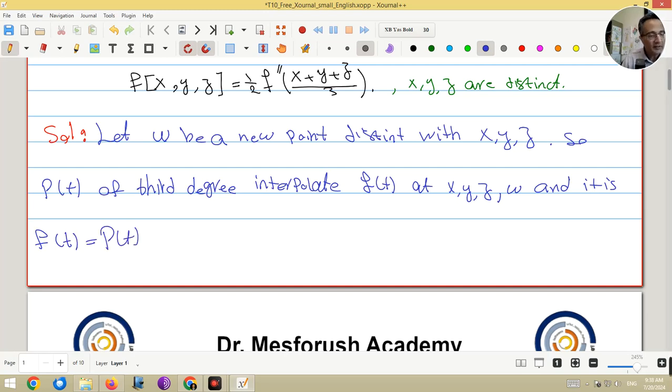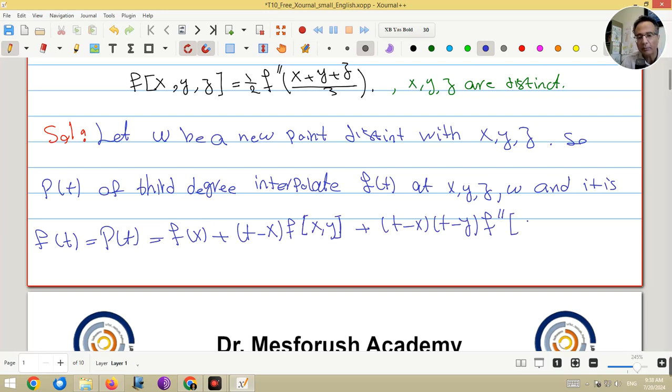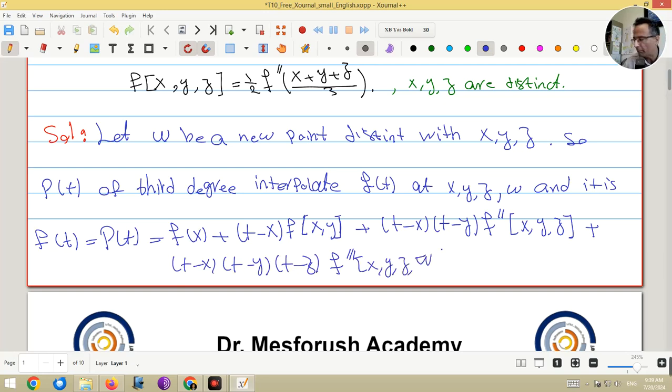Okay, so f of t equals p of t, and this is equal to f of x plus t minus x times f at x and y plus t minus x times t minus y times f double prime at x, y, and z plus t minus x times t minus y times t minus z times f triple prime of x, y, z, and w. This is by the Newton interpolating formula.